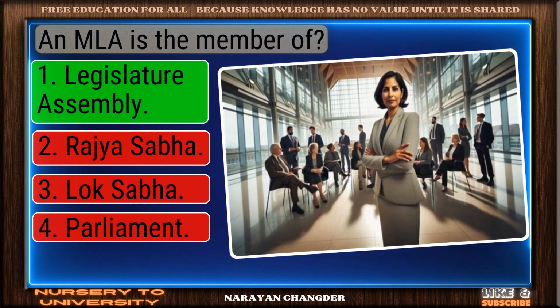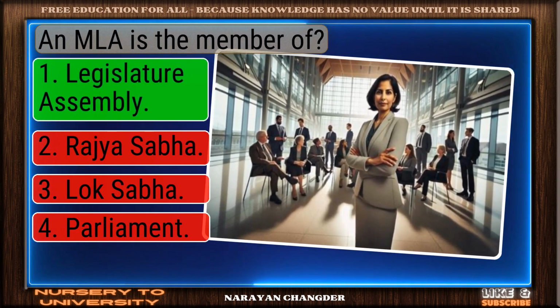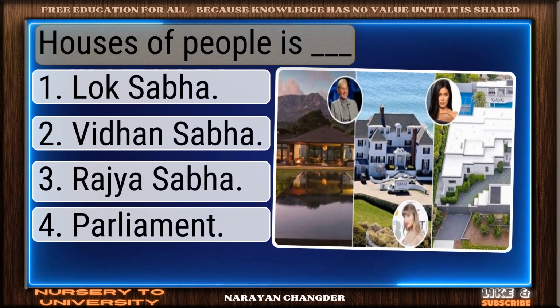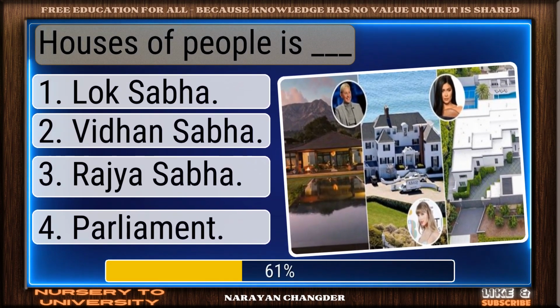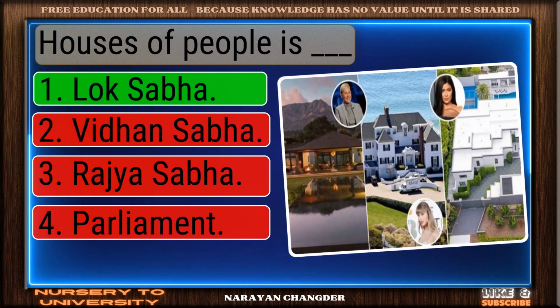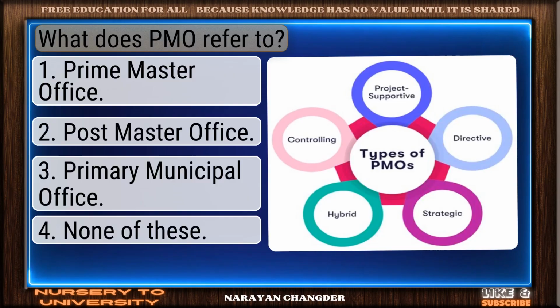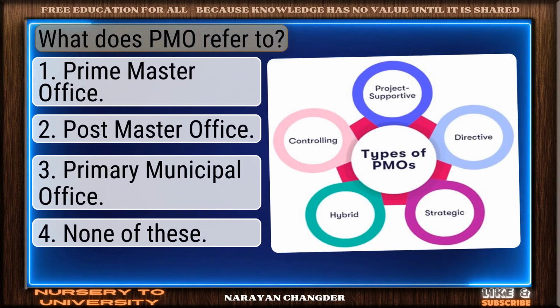Correct response. Legislative Assembly is the most accurate answer. Question number 207. House of People is dash. Well picked. Lok Sabha is the correct answer. Question number 208. What does PMO refer to?